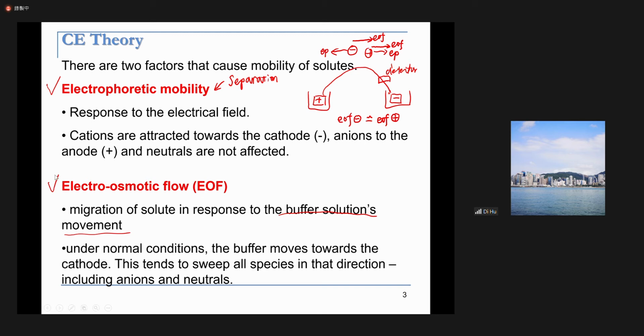Now let's take a close look at exactly what electrophoretic mobility and electro-osmotic flow are. What are the parameters that influence them, and how can we determine them?